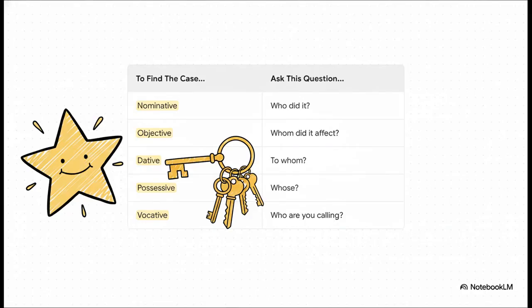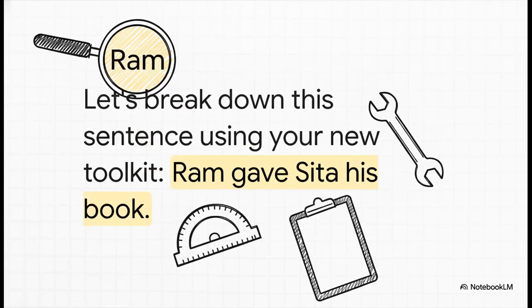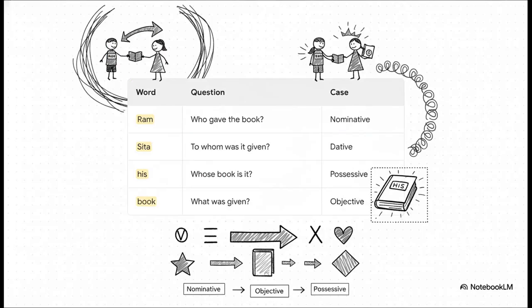Instead of trying to memorize a bunch of definitions, just ask the right question. To find the star of the show, just ask, who did it? To find the owner, ask, whose is it? It's really that easy. All right, let's put this new toolkit to the test. We're going to use a sentence that has almost all the cases packed into it. Ready? The sentence is, "Ram gave Sita his book." And would you look at that?